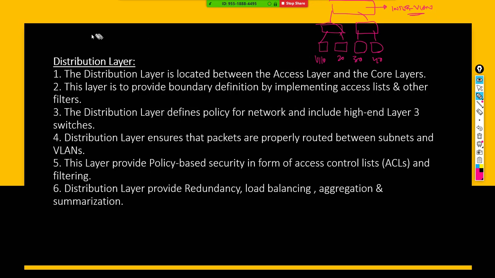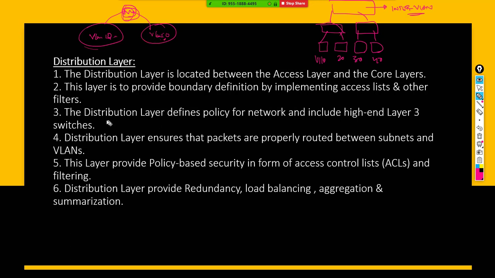By default, VLAN 10 belongs to one broadcast domain, and VLAN 20 belongs to another broadcast domain. So they are not reachable, or they cannot communicate with each other. So we need to place one L3 device so that they both can communicate. If VLAN 10 wants to communicate with VLAN 20, then we need a router which can help us communicate between two different VLANs.